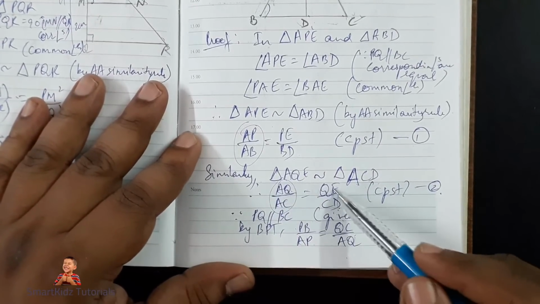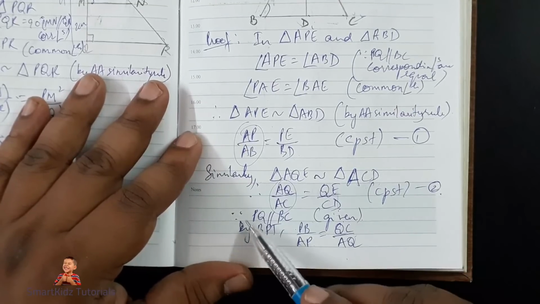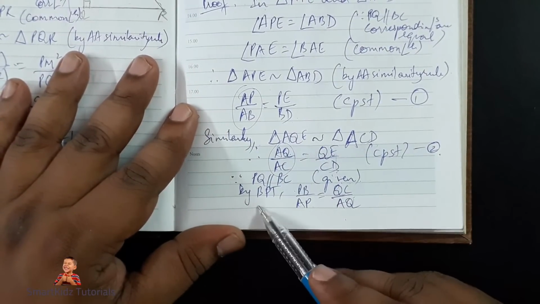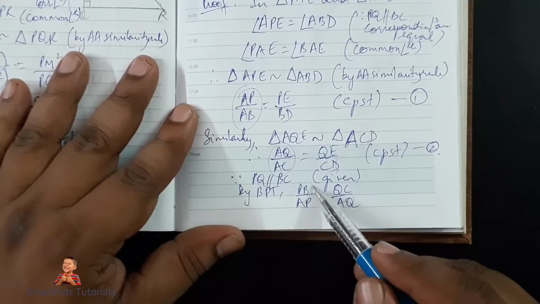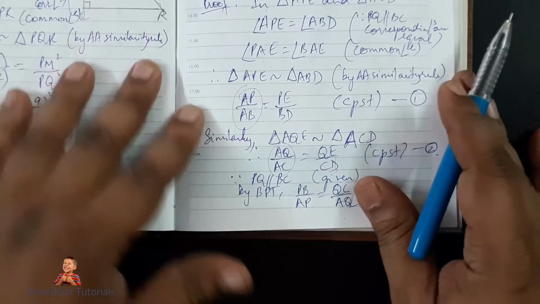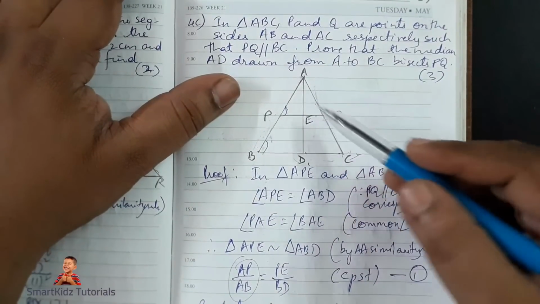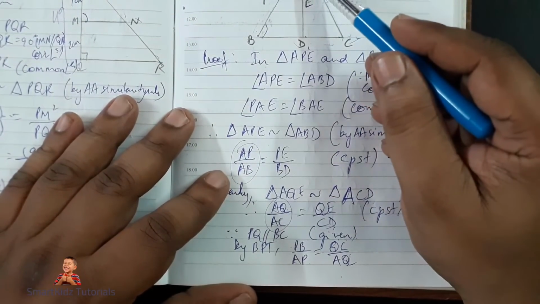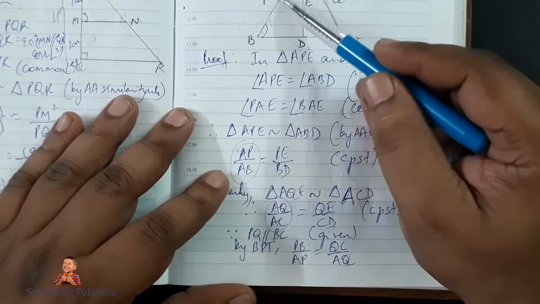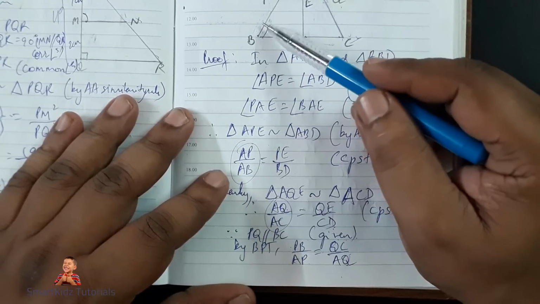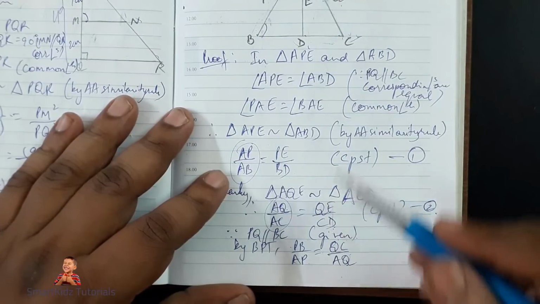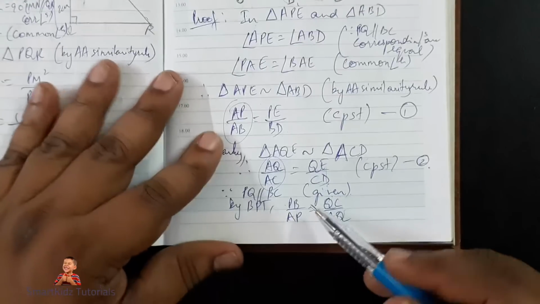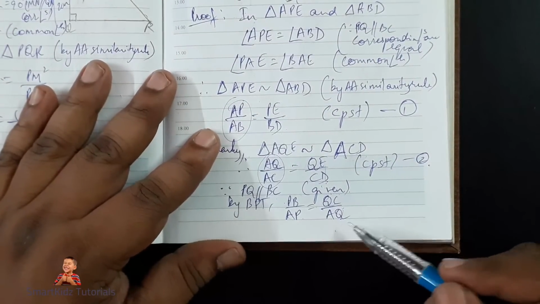We got AP upon AB is equal to QE upon CD, and then we proceed further, saying that PQ is parallel to BC, we have been given that. By the basic proportionality theorem, we can say PB upon AP is equal to QC upon AQ. Now have a look at this. I've taken PB upon AP rather than AP upon PB. So you can even take AP upon PB. If you take AP upon PB, then you'll have to take the reciprocal, wherein the denominator will become the numerator, and the numerator will become the denominator, like this. So we need it this way: PB upon AP equal to QC upon AQ.